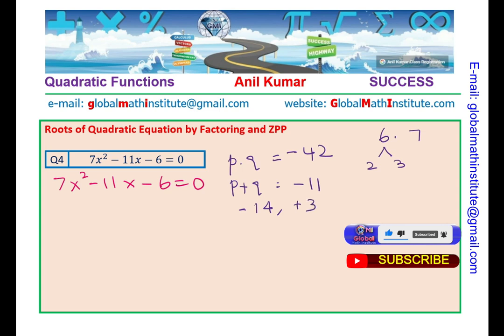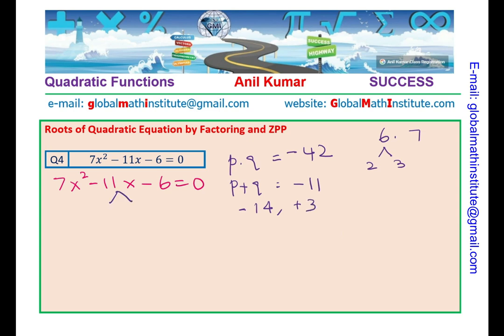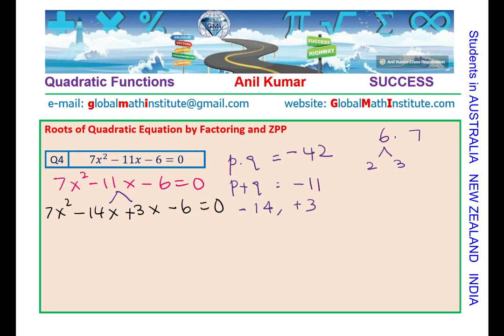Now look here. We'll split minus 11x into these two terms, right? So we'll rewrite this as 7x squared minus 14x plus 3x. You see that? Minus 6 equals to 0. Slightly complicated question, right? Now, factor in groups. Perfect. So, in 7x squared minus 14x, 7x is common. You get x minus 2. And here 3 is common and you get x minus 2. Great. X minus 2 is a common factor.